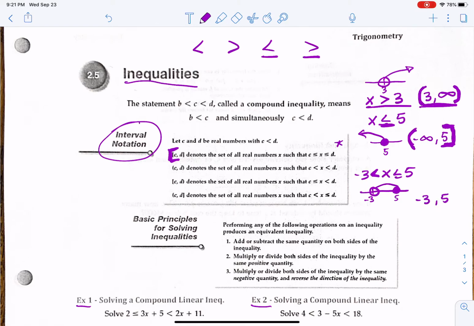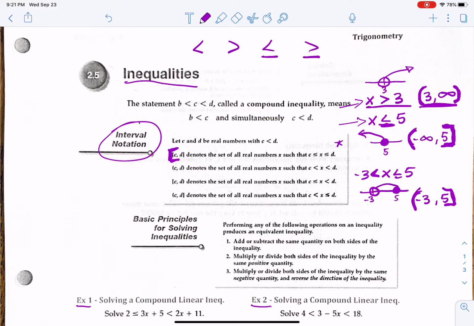It's no longer got an infinity in it because it's bounded on two sides by two different numbers. These ones only had a bound on one side, okay? And they went to either infinity or negative infinity. But these are bounded on both sides. The negative 3 will have a parenthesis, and the 5 will have a bracket because it is equal to, but the negative 3 is not equal to. So that's what the interval notation will look like.